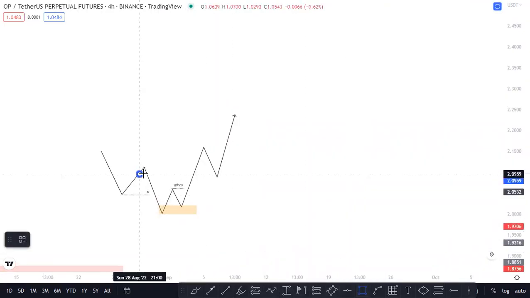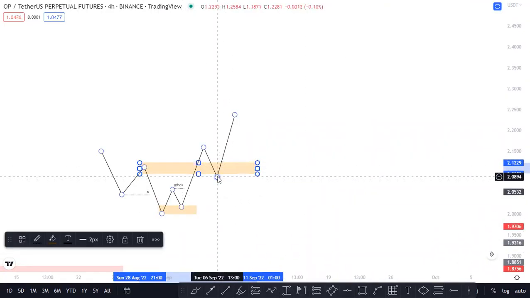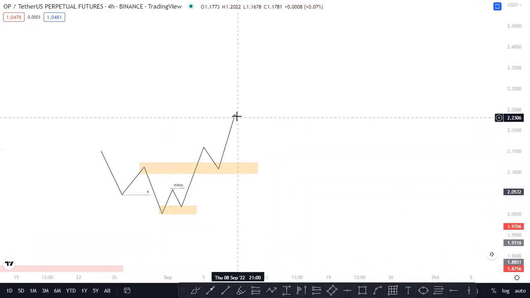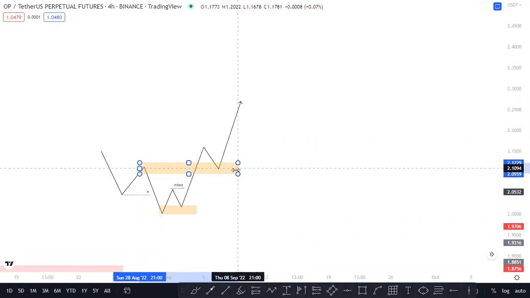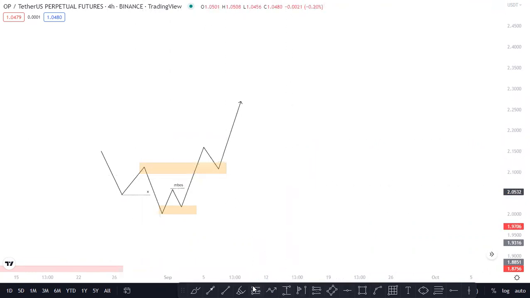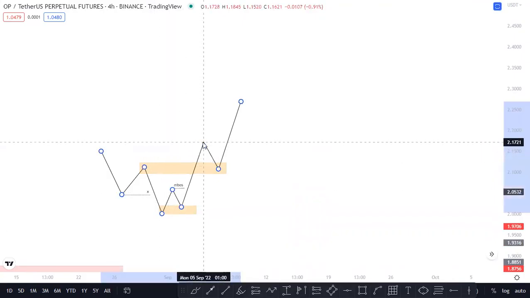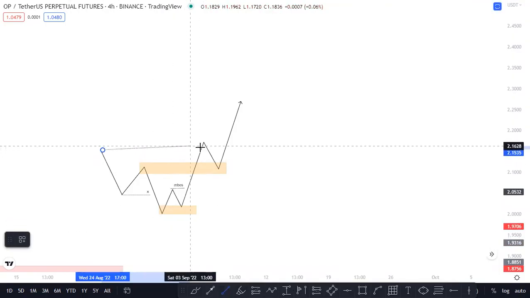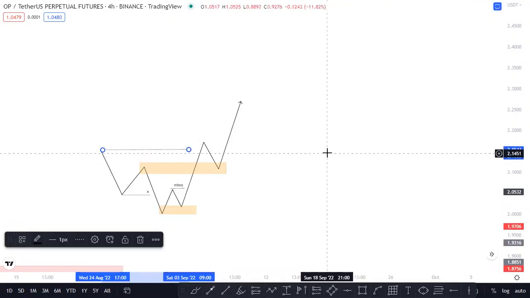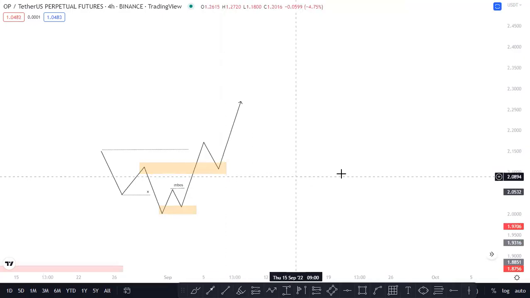And price invalidated the supply zone, right? Price invalidated the supply zone that was here and then flipped it to a bullish, what is the name again? A bullish breaker block, right? Price flips this to a bullish breaker block.